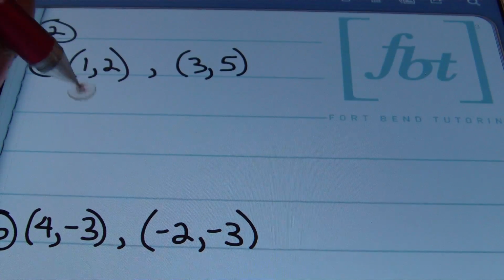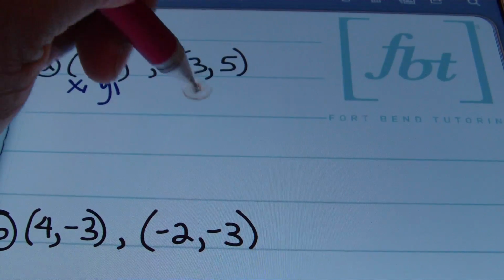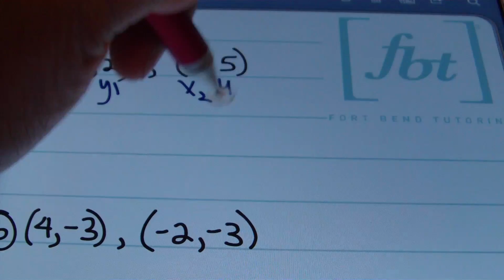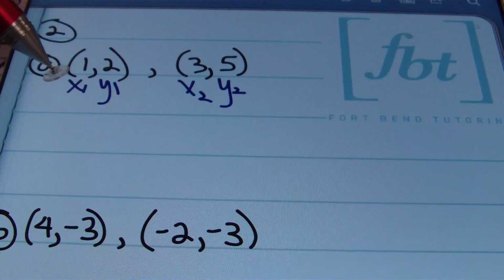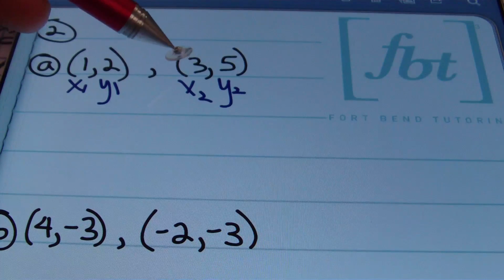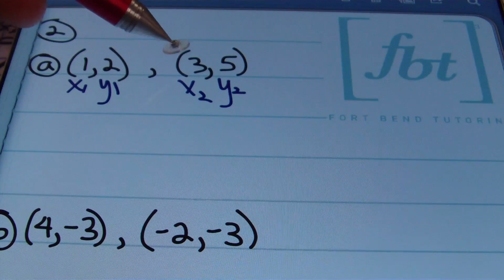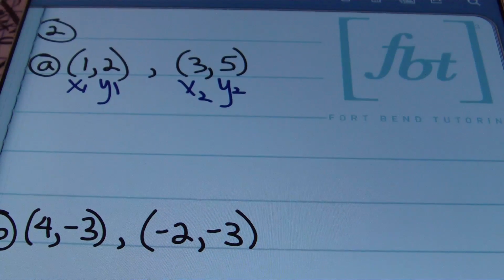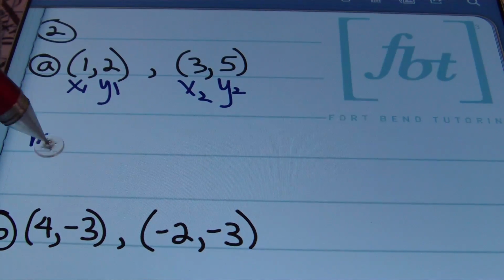So I'm going to label my first point x1, y1, and the second point x2, y2. This means that the first x value is going to be 1, whereas my first y value is 2, and the second x value is 3, whereas the second y value is 5. And we're going to use these labels in the formula for our slope.